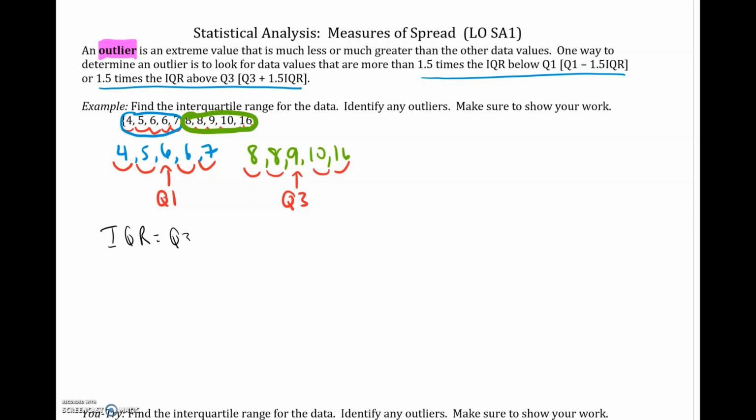Remember, IQR is Q3 minus Q1. So that'll be 6. Oh, I was about to do Q1 minus Q3. Be careful. So that's going to be 9 minus 6, which is 3.